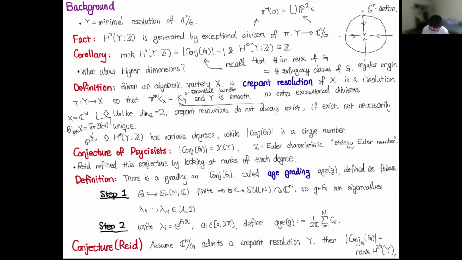But this is not guaranteed. Crepant resolutions do not always exist. And even if they exist, they are not necessarily unique. Not unique means that if you have two Crepant resolutions of a single variety, there is no guarantee that these two are isomorphic as algebraic varieties. And the hardest problem is that in this case, the cohomology of Y has various degrees. Unlike in dimension 2, where it has only degree 0 and degree 2, now you have all the possible even degrees.